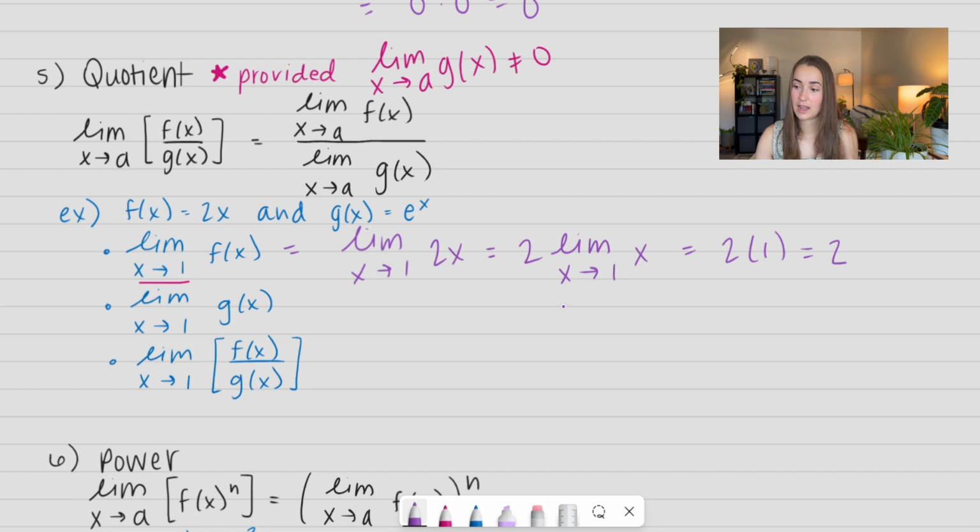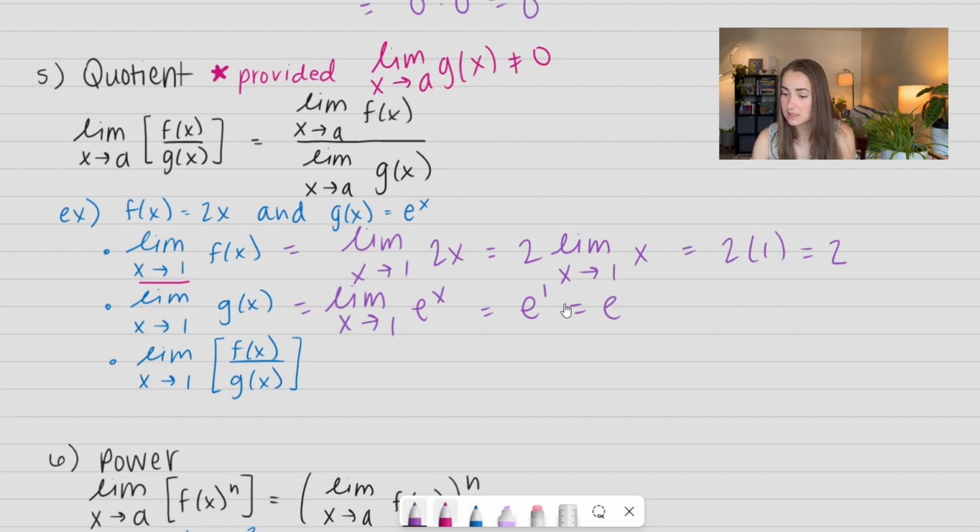Both ways are totally correct. We both would still end up with a value of 2. I'm going to do the same thing for g of x. Limit as x approaches 1 of e to the power of x. E to the power of x is a continuous function, so I can just plug in the value. I get e to the power of 1 is just equal to e.